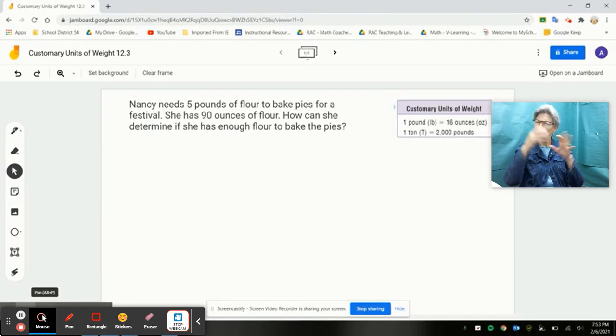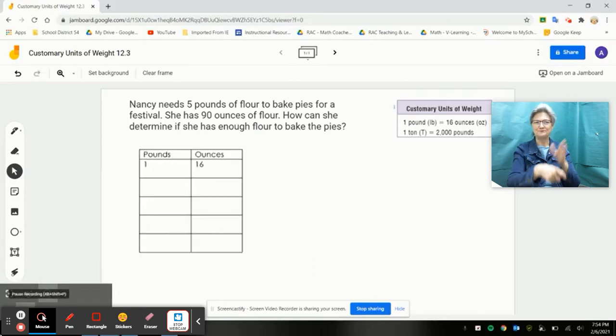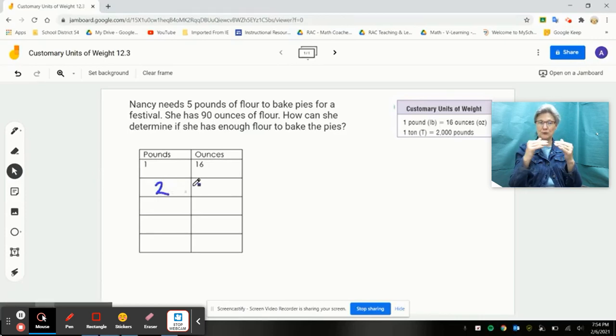Well, yesterday we used a table to help us organize our thinking. We can use that strategy again here. So, we know from our number line that 1 pound equals 16 ounces. Let's show that in our table. And 2 pounds, oh, we know this one too. We know that 2 pounds equals 32 ounces.